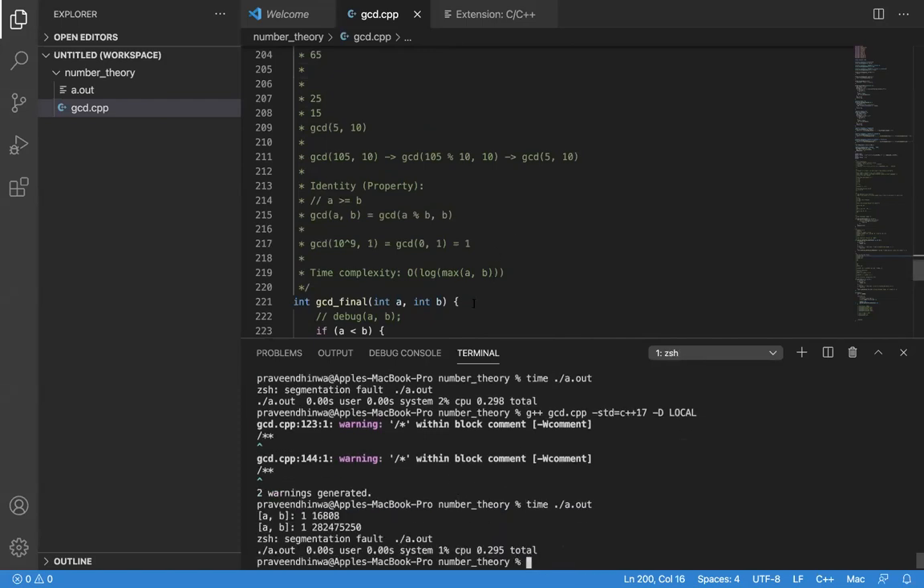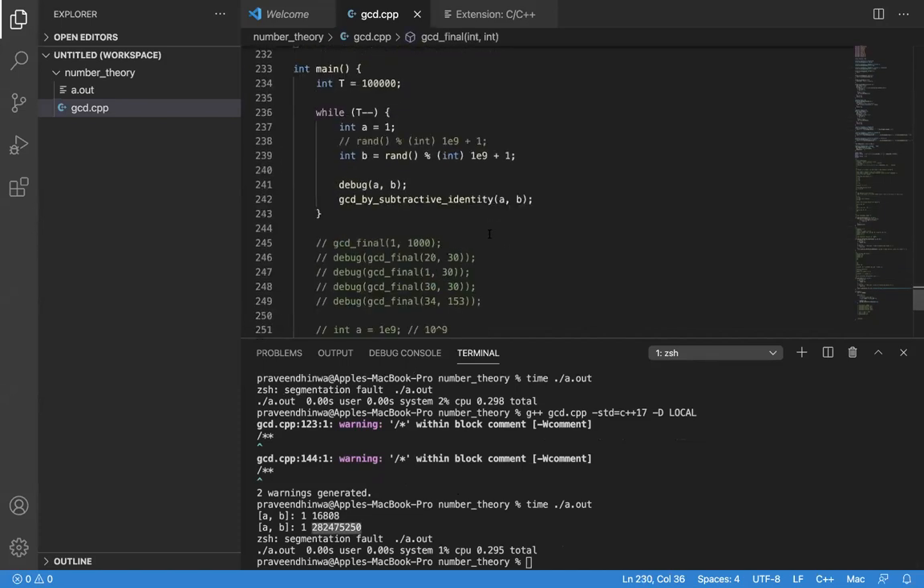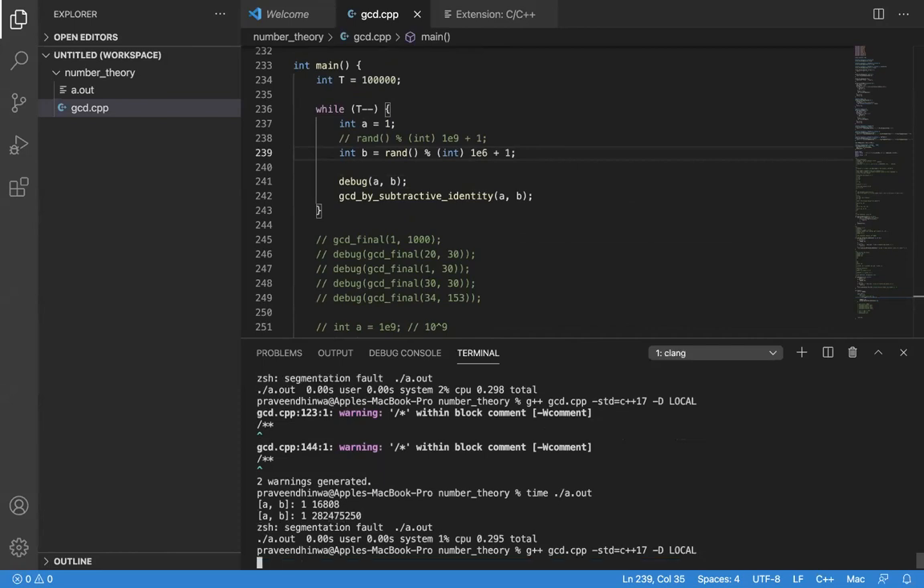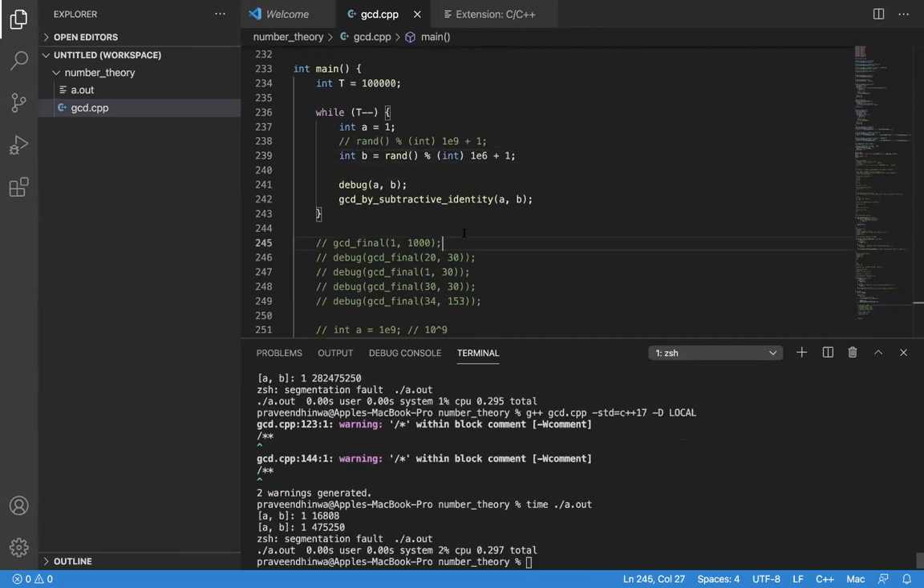This time, segmentation fault. So this time it did not work. Let's see, make it 26. Again, it is giving segmentation fault.